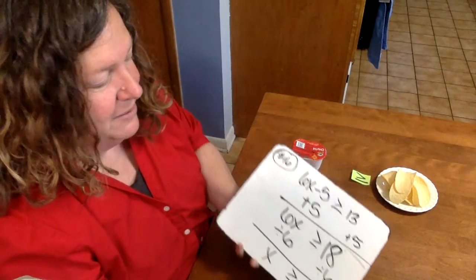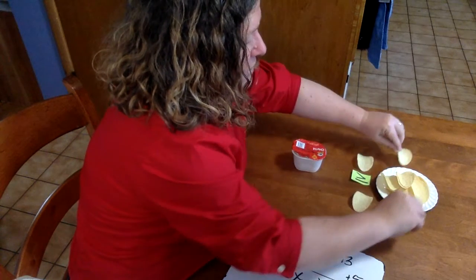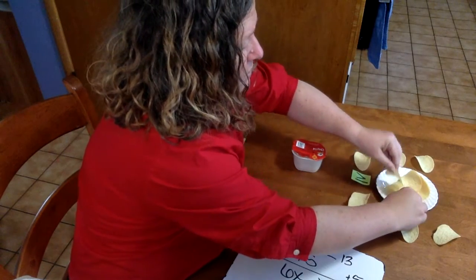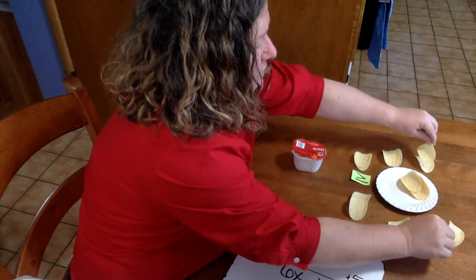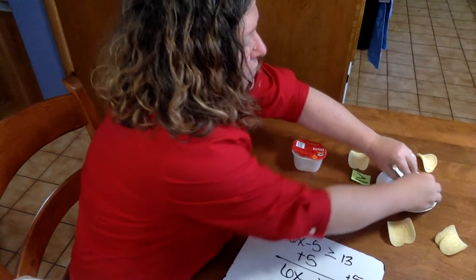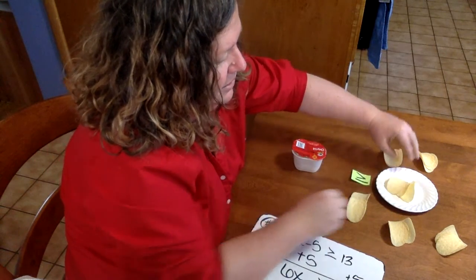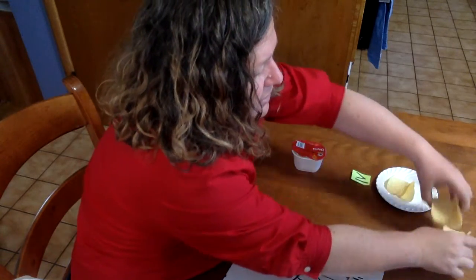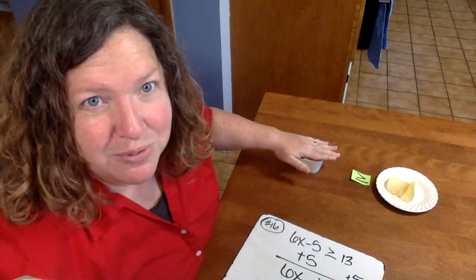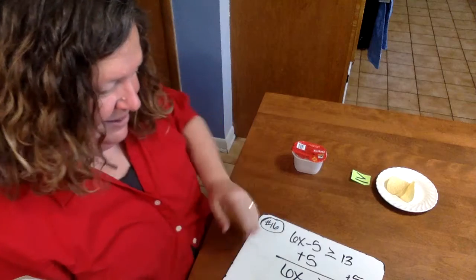So we're going to take these and divide them into 6 groups. 1, 2, 3, 4, 5, 6. Now we're going to do it again, and again. And we only want one of them. And look at that. It's 3. So what's in the mystery group is greater than or equal to 3.